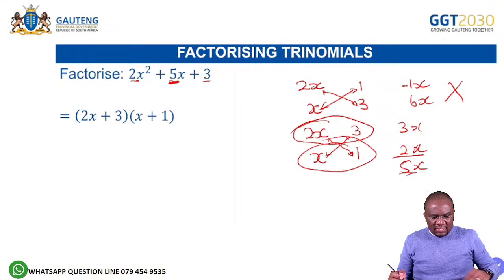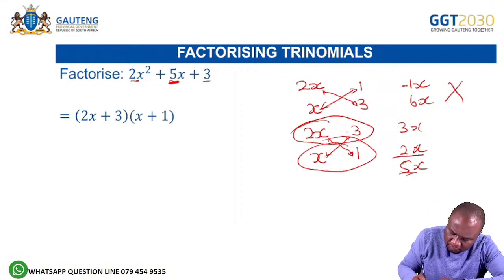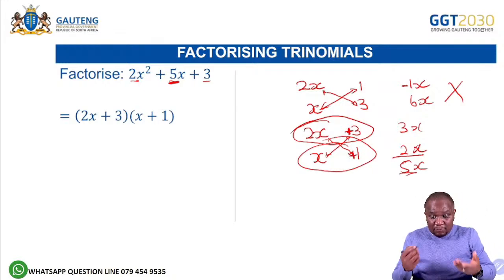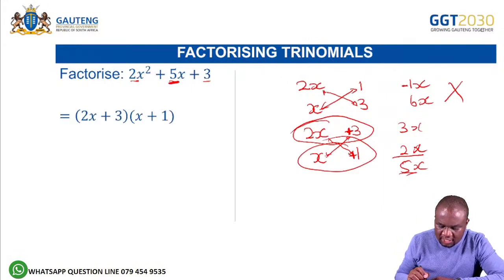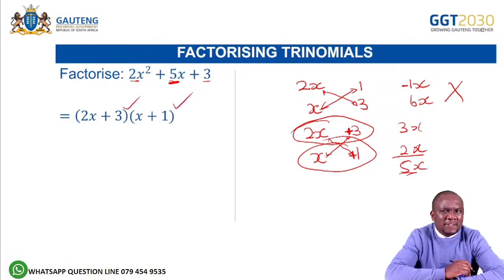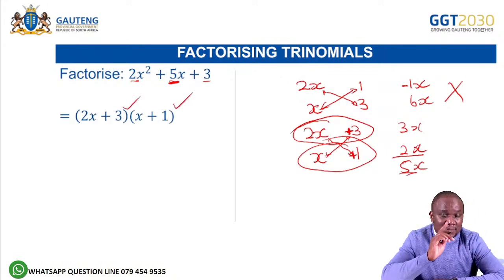Okay, so we're getting the bracket 2x. Please take note of the signs. It should be plus 3 and plus 1, because it can be negative 3, it can be negative 1. You see that? So let's put the signs. So it's x plus 2x plus 3 and x plus 1, which are the factors here. Do you see that? We have factorized. That is the first method.